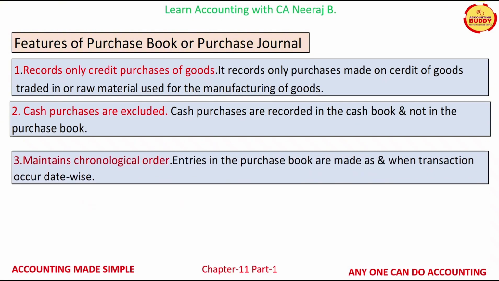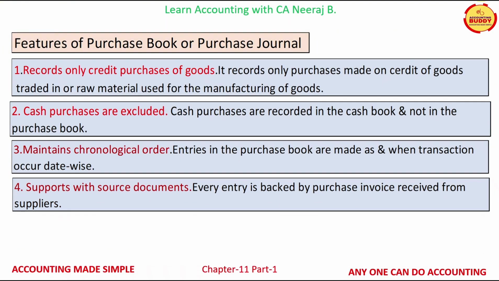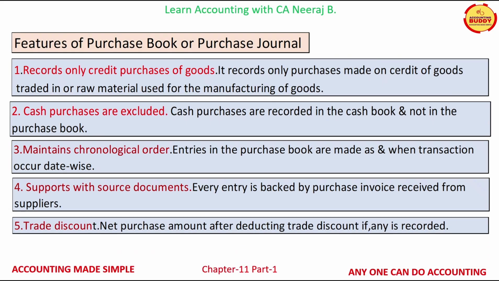Purchase book maintains chronological order. Entries in the purchase book are made as and when transactions occur, date-wise. All the purchase transactions recorded are backed by purchase invoice received from the suppliers. In the purchase book, net purchase amount after deducting trade discount, if any, is recorded.